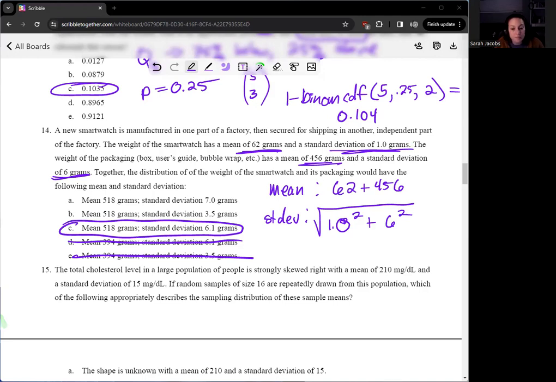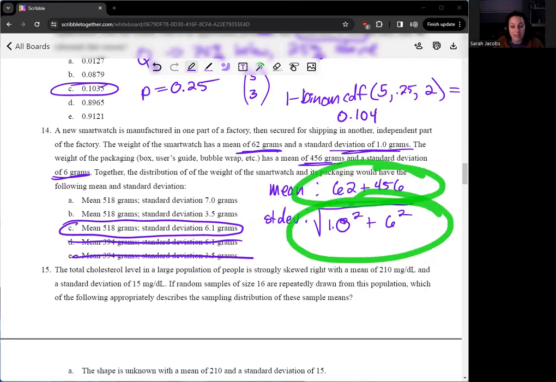All right. That's it. You definitely need to remember, you always add inside that root symbol for standard deviation. Always, always, always. Even if this is being subtracted, you're always adding this. Cool.